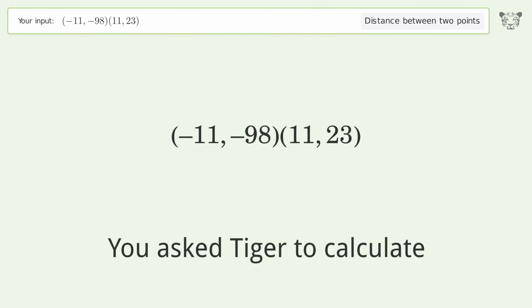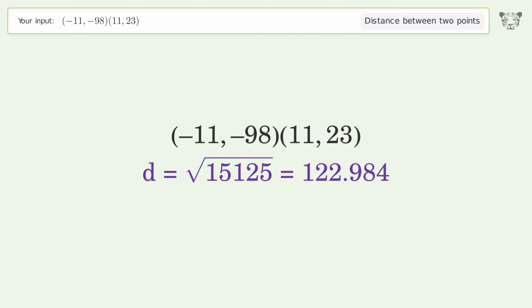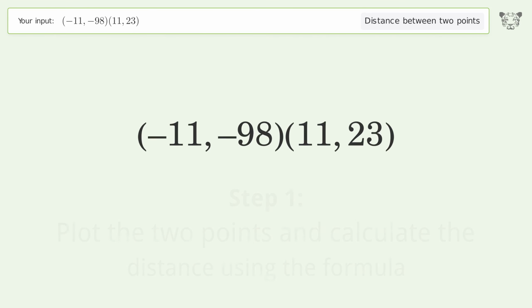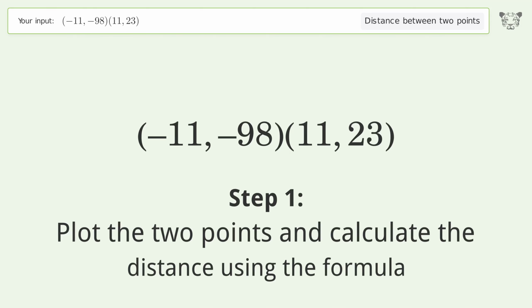You ask Tiger to calculate. This deals with the distance between 2 points. The distance between the 2 points is the square root of 15,125 or 122.984. Let's solve it step by step. Plot the 2 points and calculate the distance using the formula.